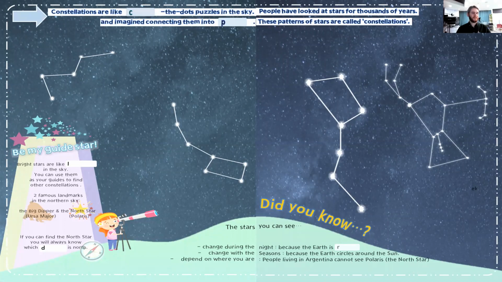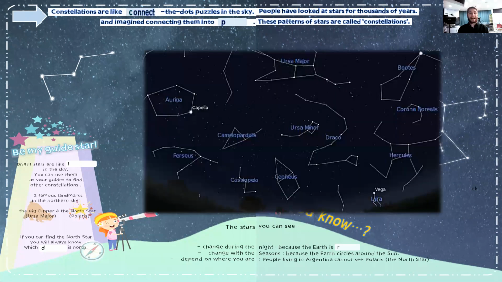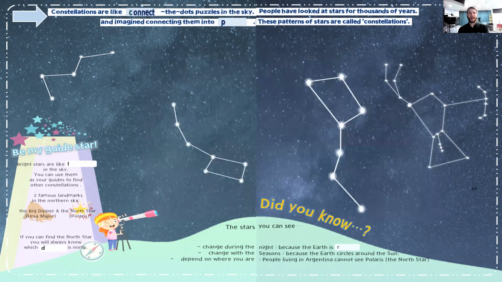Up at the top, let's learn about some constellations. Constellations are like the dot puzzles in the sky. What is he doing with the dots? Connecting. Connect the dot puzzles in the sky. People have looked at stars for thousands of years and imagined connecting them into patterns. These patterns of stars are called constellations.